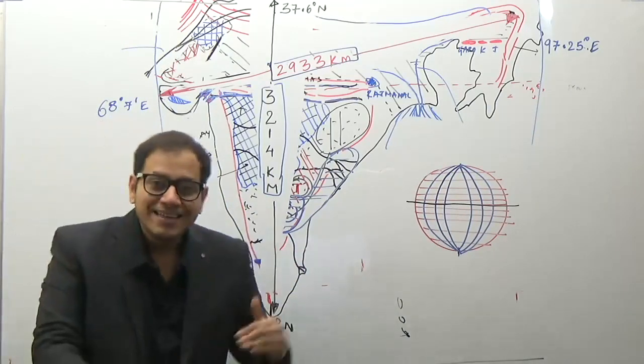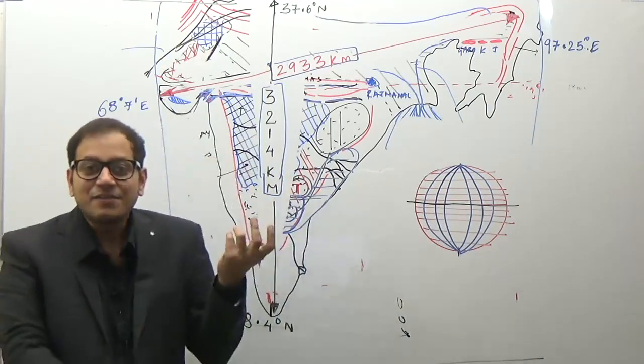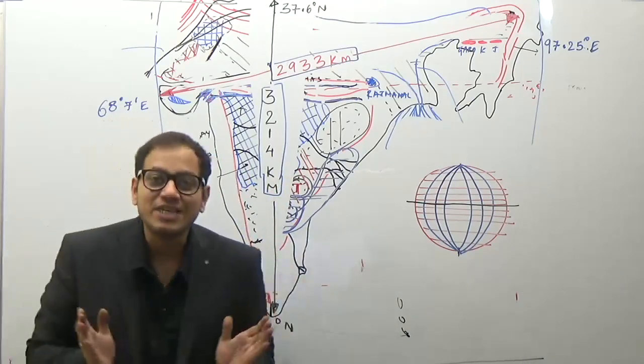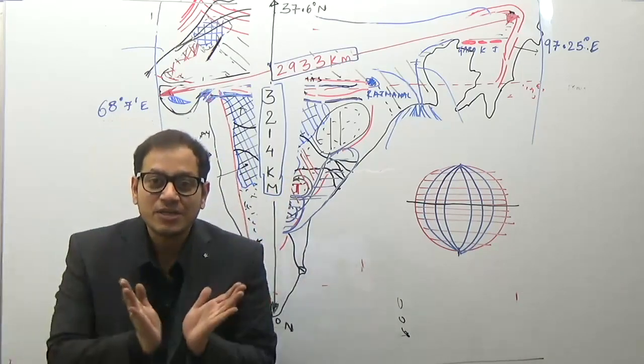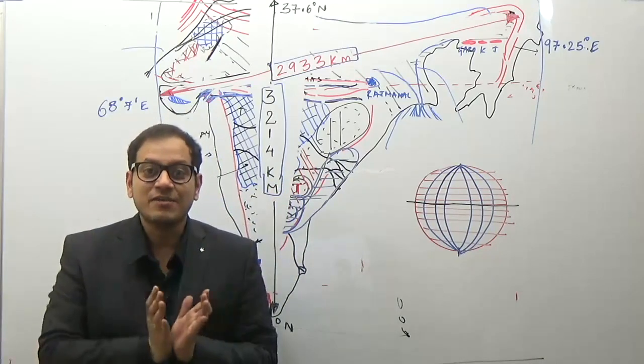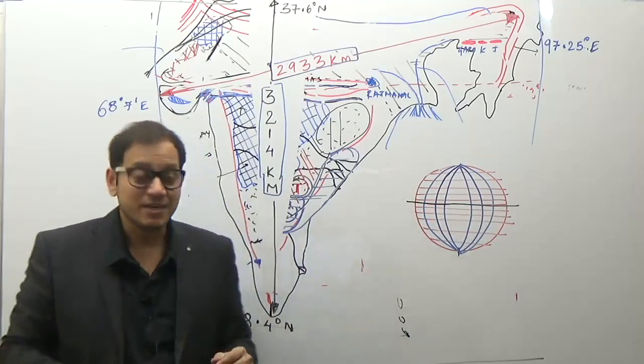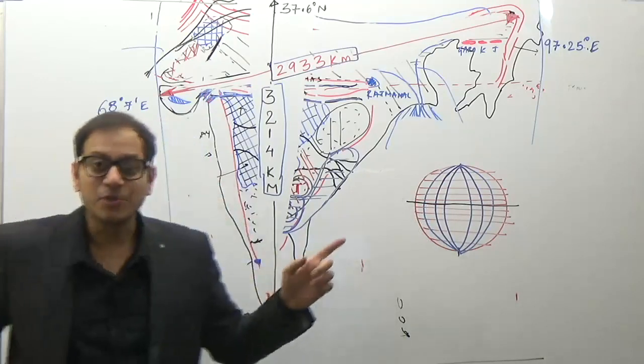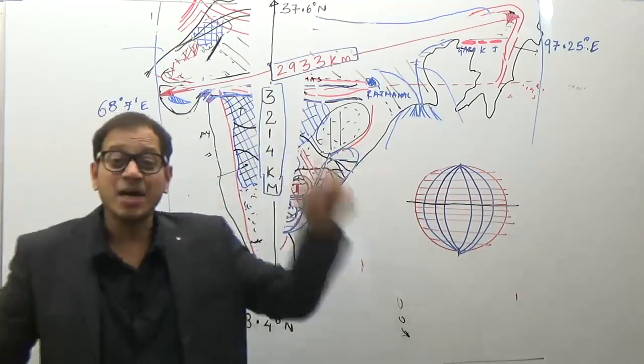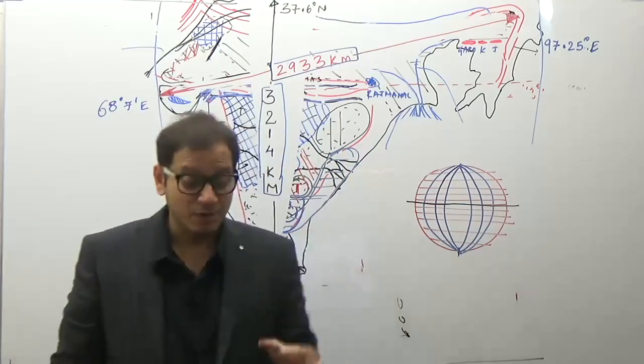Therefore, in the east-west extent there is a difference in the calculation because of the nature of the longitudes. The longitudes are not at equal distance away from each other, but away from the equator they keep on becoming nearer, and therefore the east-west extent comes to around 2933 kilometers.